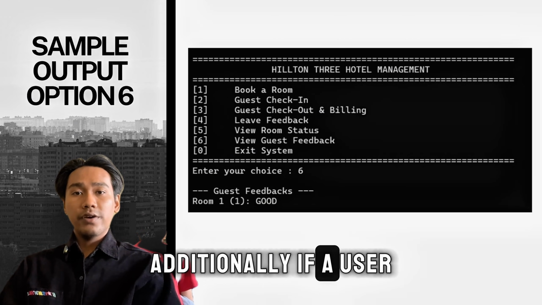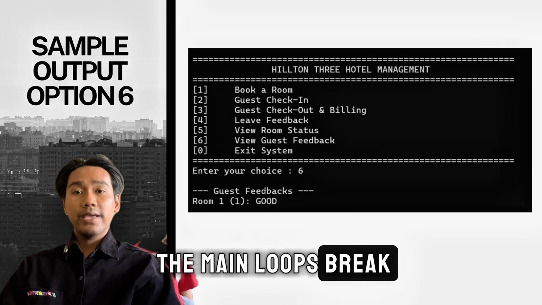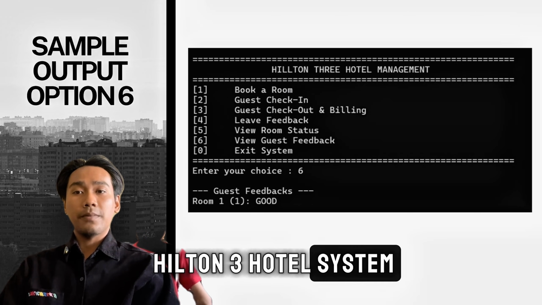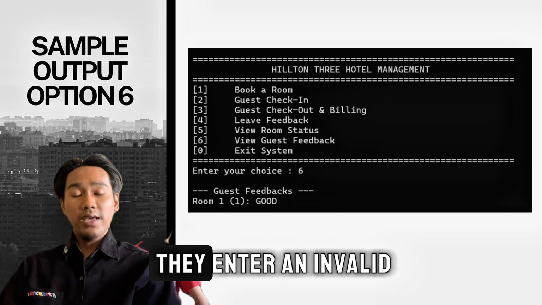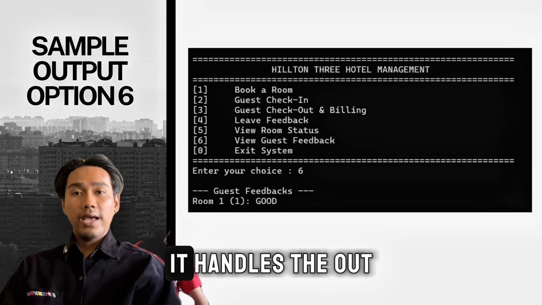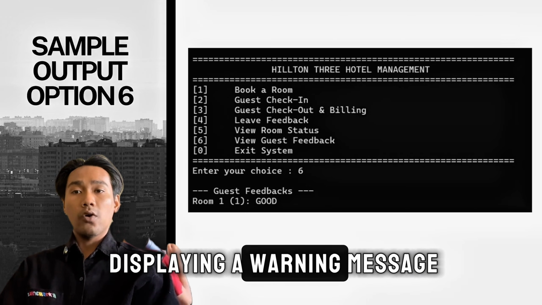Additionally, if a user enters 0 to exit, the main loop breaks and prints thank you for using Hilton 3 Hotel system. See you again. If they enter an invalid option like 9, it handles the input gracefully by displaying a warning message.